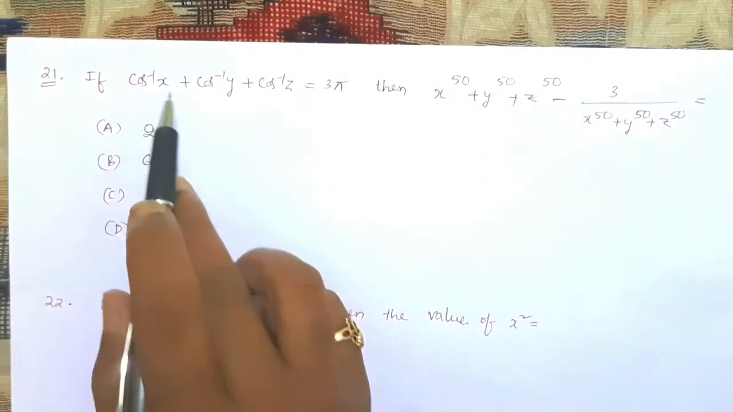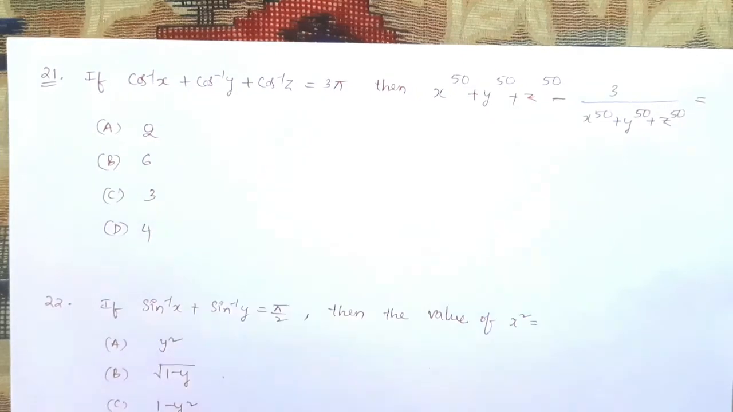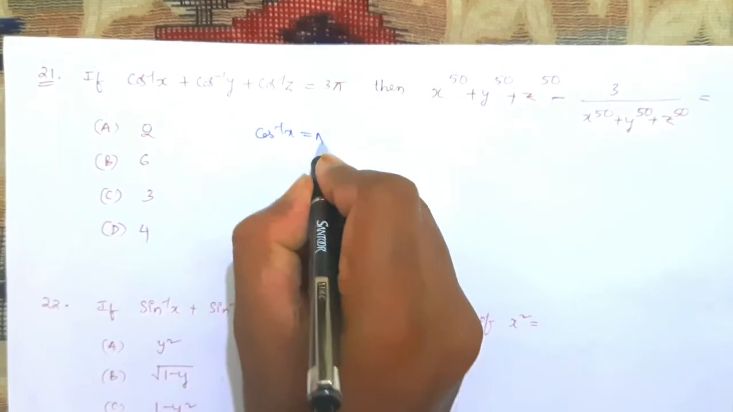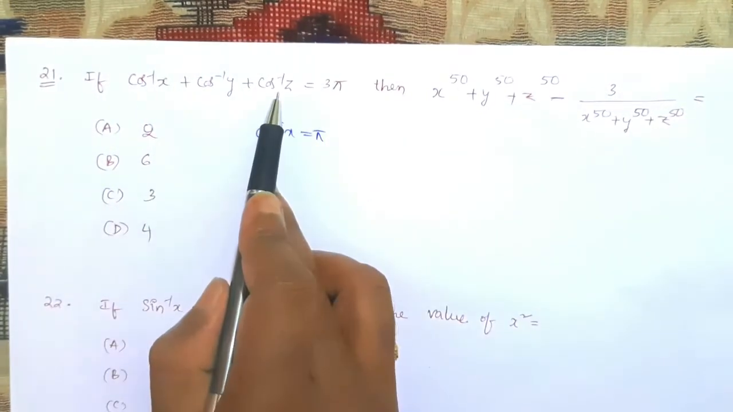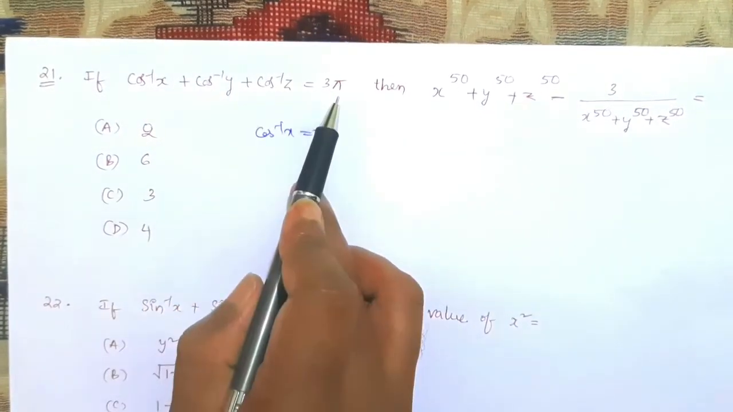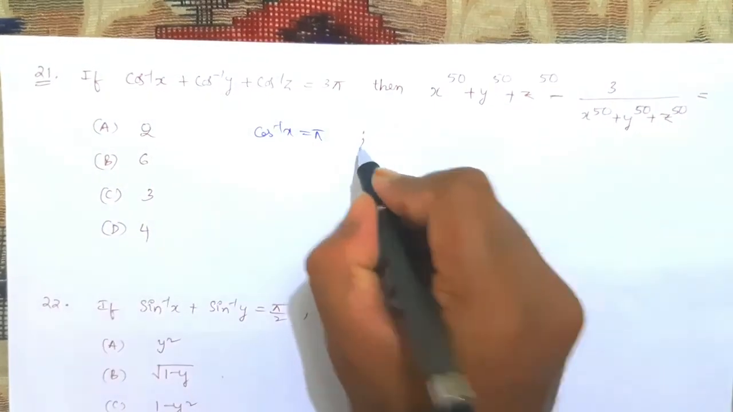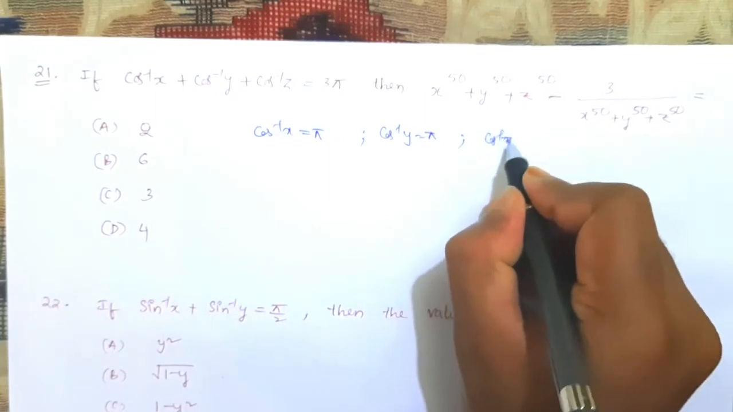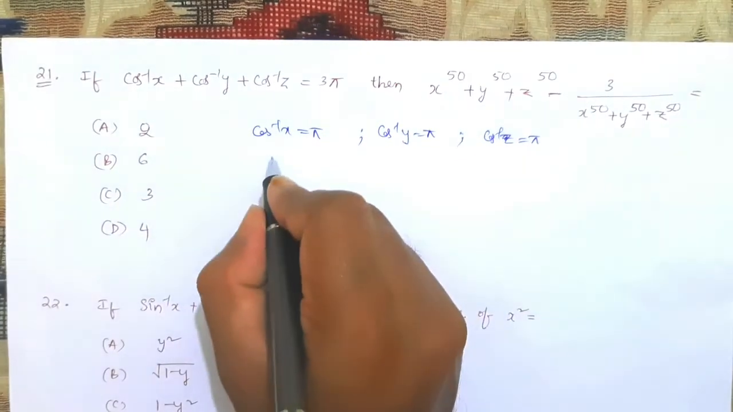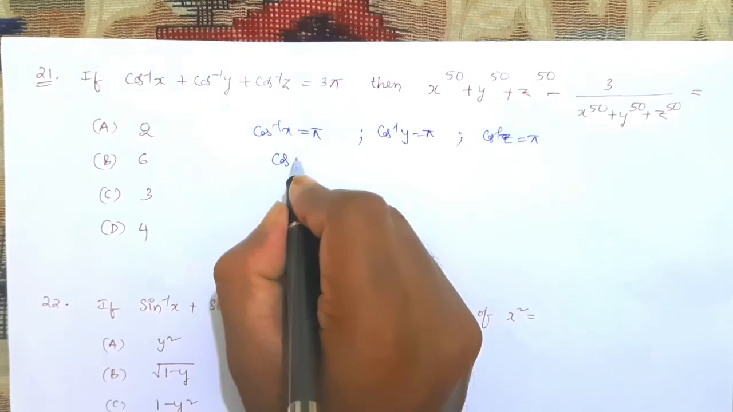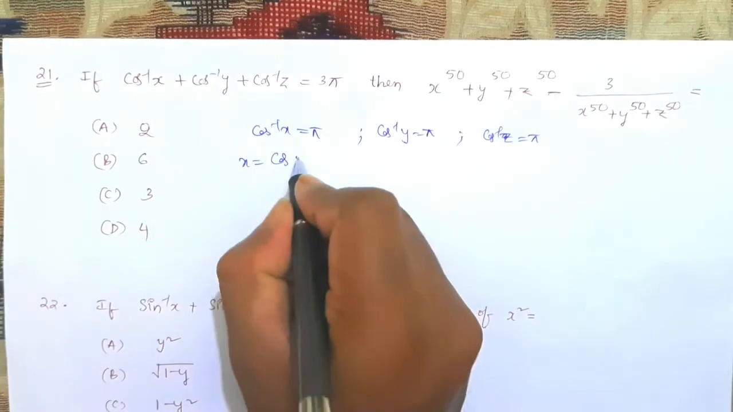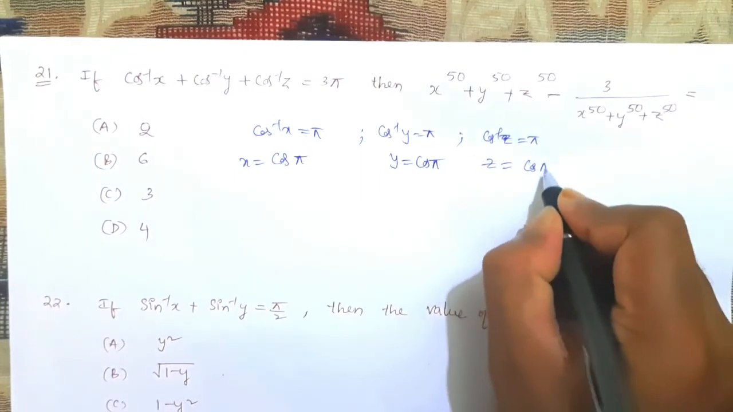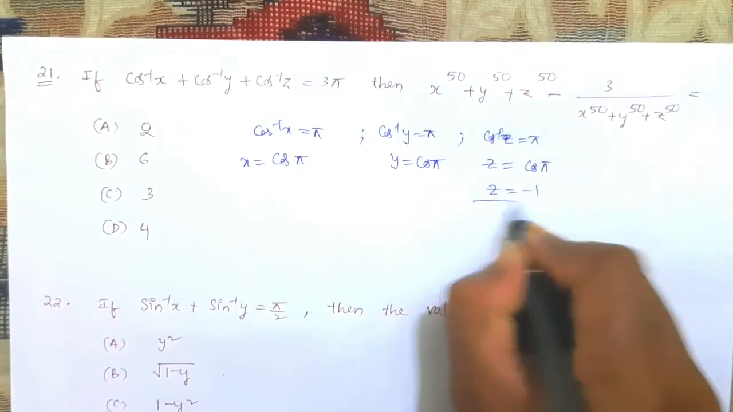So as it is, cos inverse x plus cos inverse y plus cos inverse z is equal to 3 pi. In these cases, how we will take is cos inverse x is equal to pi, this pi, this pi, like that we will take. Pi plus pi plus pi is equal to 3 pi. So similarly, cos inverse y is equal to pi, again cos inverse z is equal to pi. So x equal to cos pi, y equal to cos pi, z is equal to cos pi. We know the value of cos pi, which is equal to minus 1.